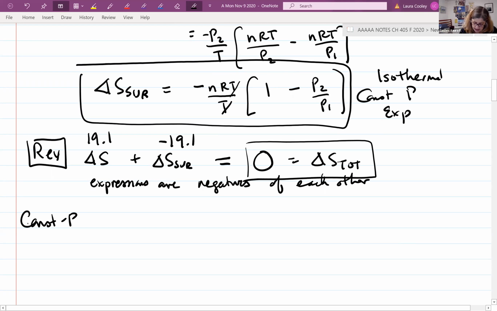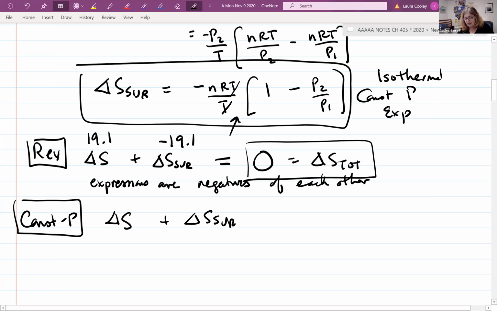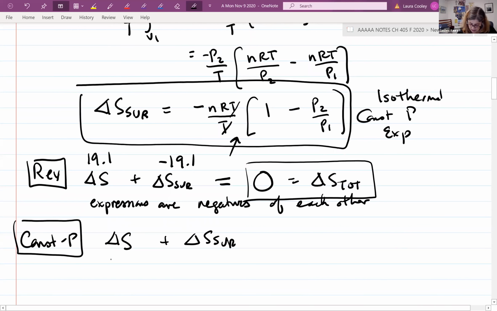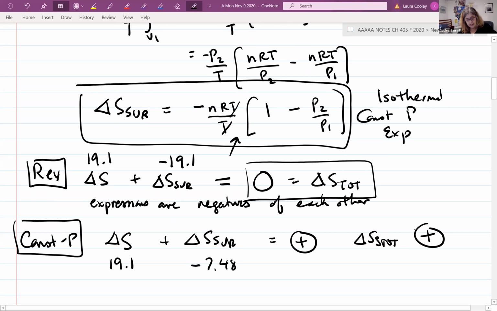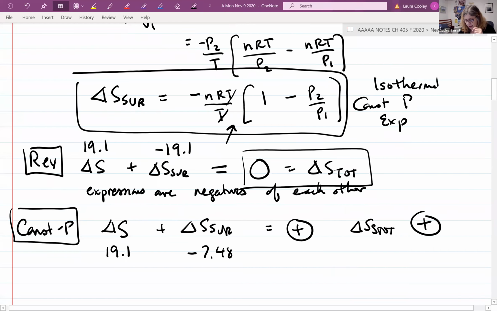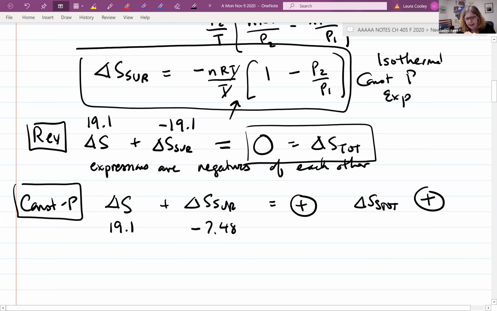For the constant pressure case that we worked on last time, the delta S was still 19.1, but the delta S surroundings uses this expression here instead of the negative of the delta S expression. This came out to negative something, 7.48. And that ended up being positive. So that delta S total was positive. All right. Now I looked up something over the weekend. How do I explain to students why the constant pressure expansion would generate more entropy than the reversible expansion?